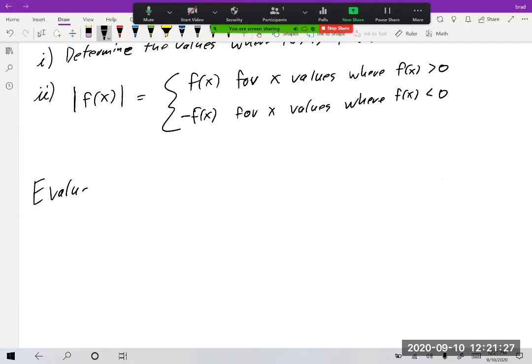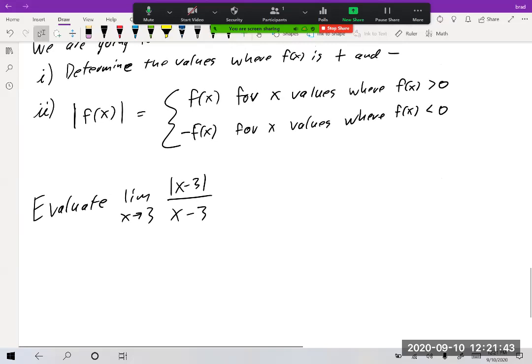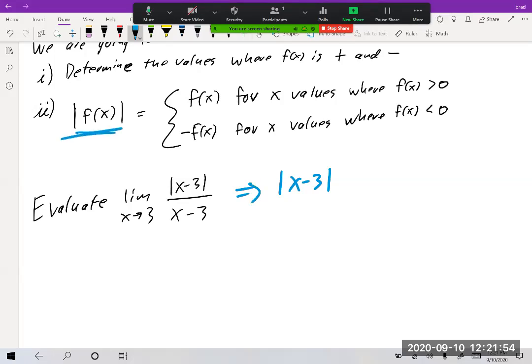We're going to evaluate the limit as x approaches 3 of the absolute value of x minus 3 all over x minus 3. So the first thing we're going to do is determine the values where it is positive and negative. I'm only going to look at the absolute value of x minus 3, because that only deals with the absolute value. The divided by x minus 3, we're not going to deal with just yet.